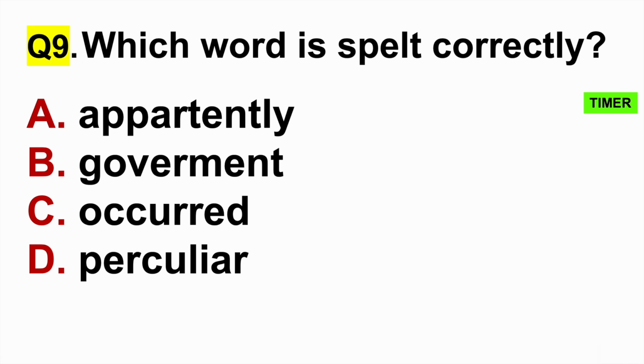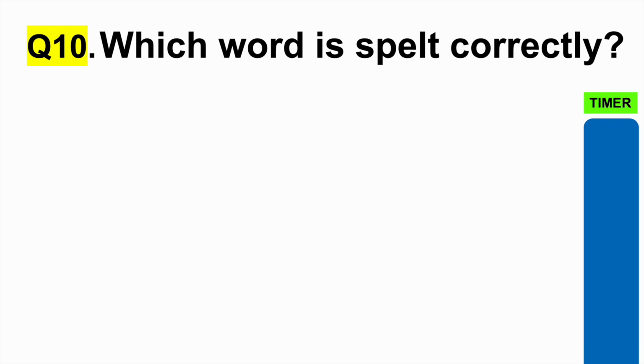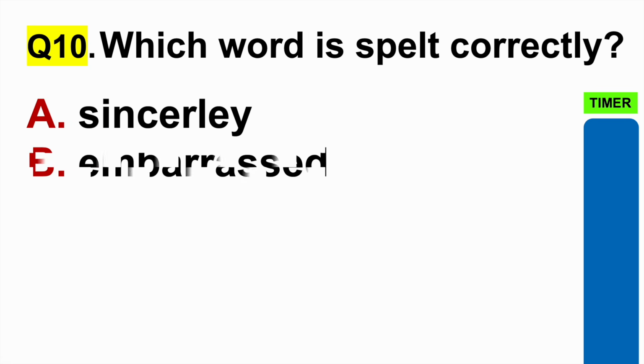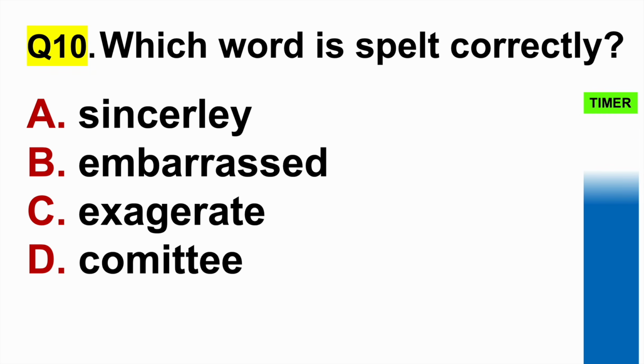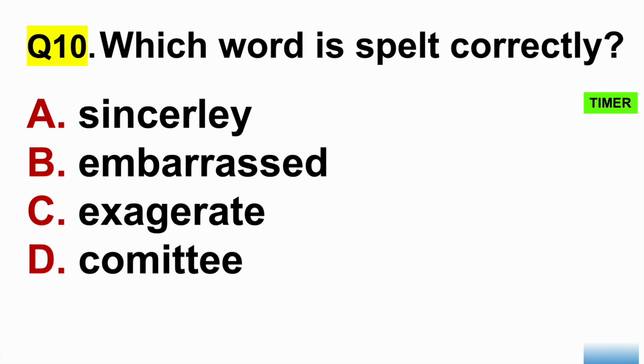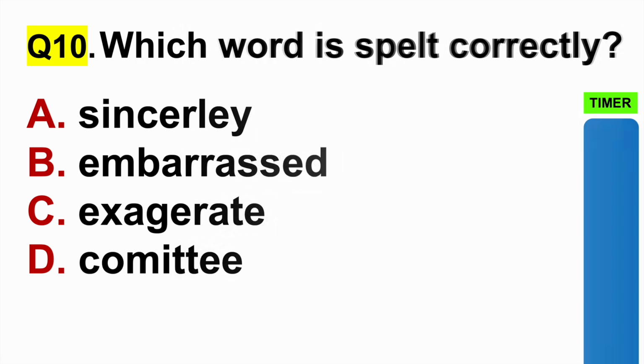English proficiency test question number 10. Which word is spelt correctly? A. Sincerely, B. Embarrassed, C. Exaggerate, or D. Committee? Only one of those words is spelt correctly. Here is your timer. Well done, you are making fantastic progress.